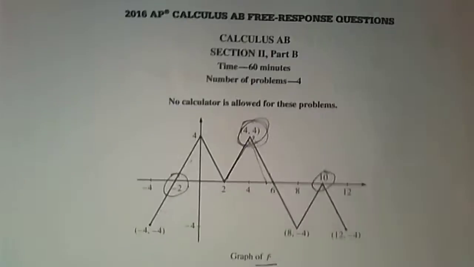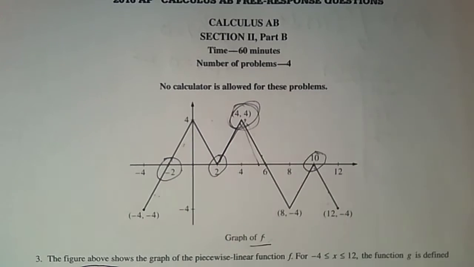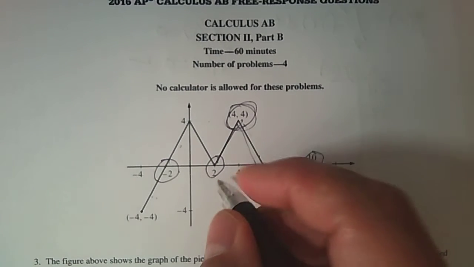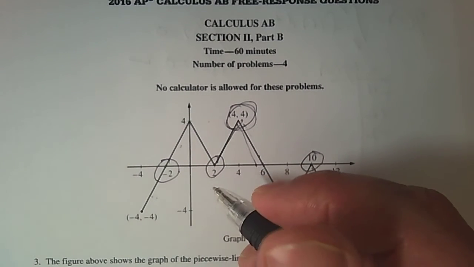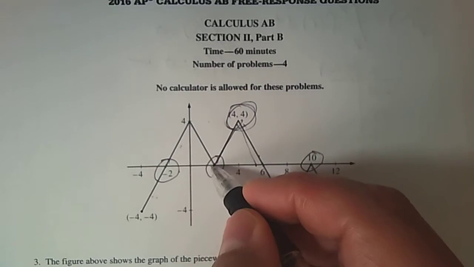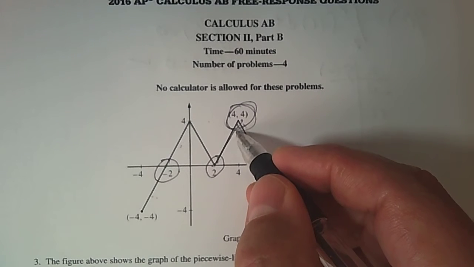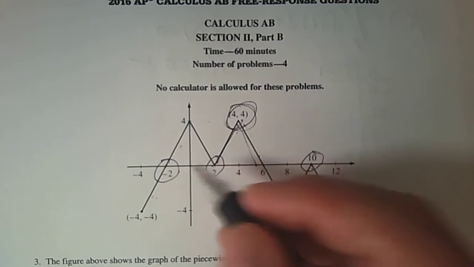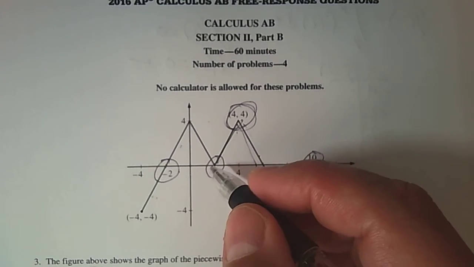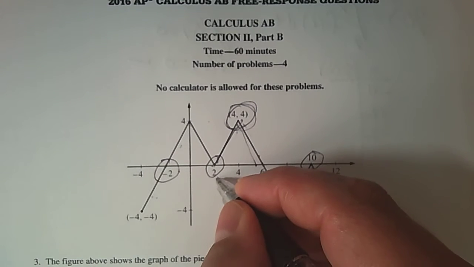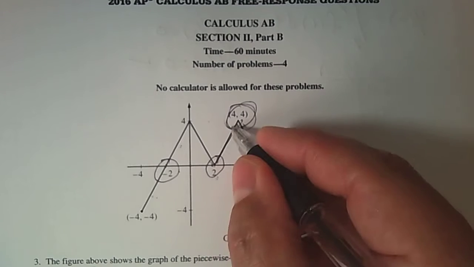Then, is there another spot? Well, I see here it's 0, but why am I not going to write it down as a critical number? It's because it's positive and then it stays positive. So it doesn't change direction there. So I don't need to do that one. Why? Because it's positive and it stays positive.